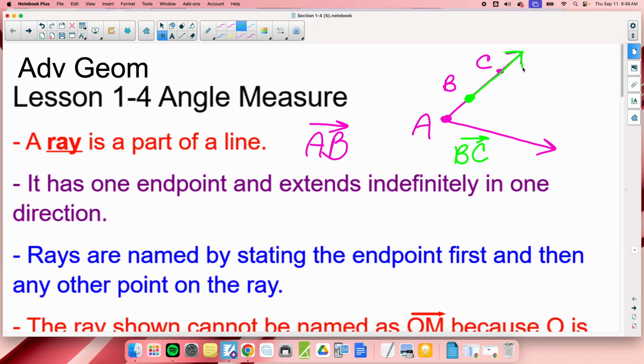For lines and line segments, we use the endpoints. Or I shouldn't say lines, for a line you could use any 2 points. Line segments, you have to use the endpoints. And with a ray, you have to use that first endpoint, and then you can name it with any other point on that ray.